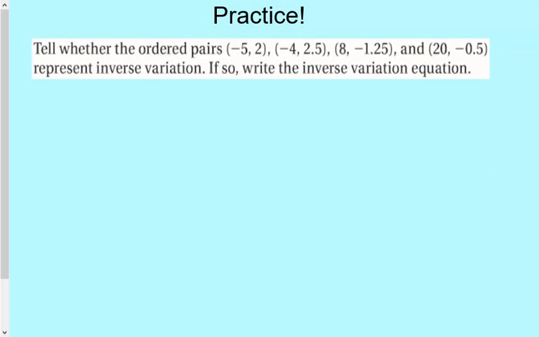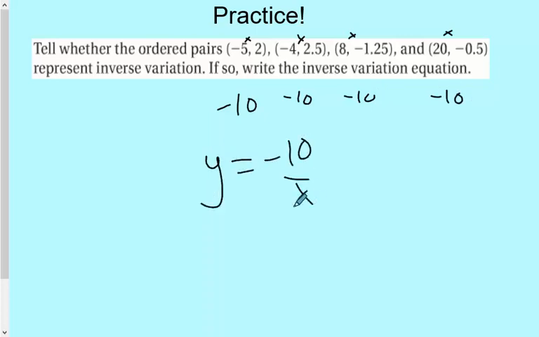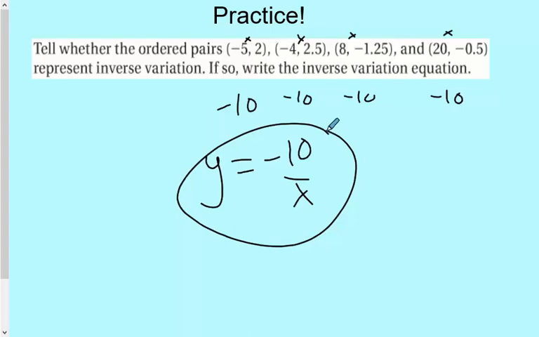So here, this one, they don't give you a table, but they give you a bunch of ordered pairs. So if I multiply them all together, it so happens they equal -10 for each pair. So your equation is y equals -10 divided by x. Nice and simple for you guys.